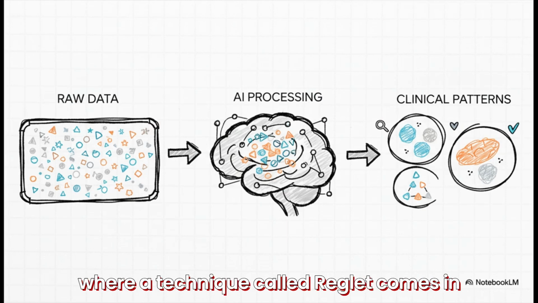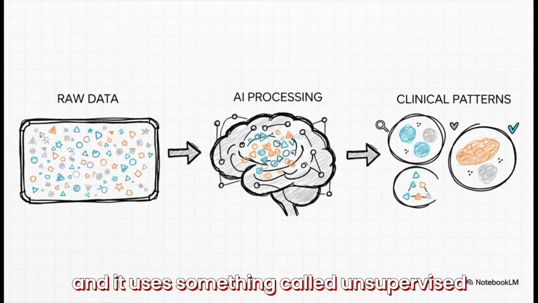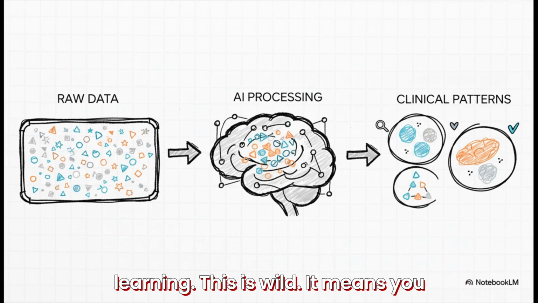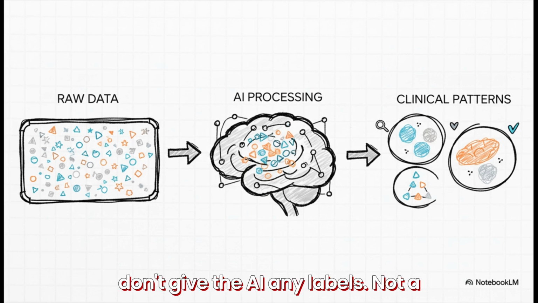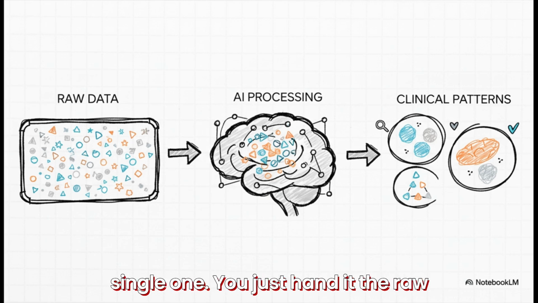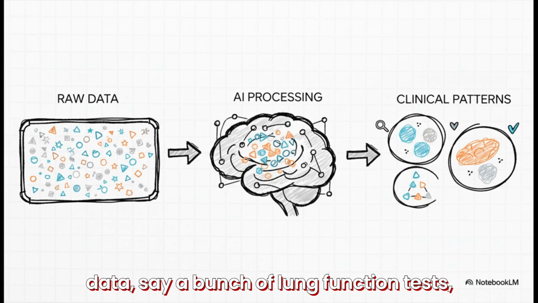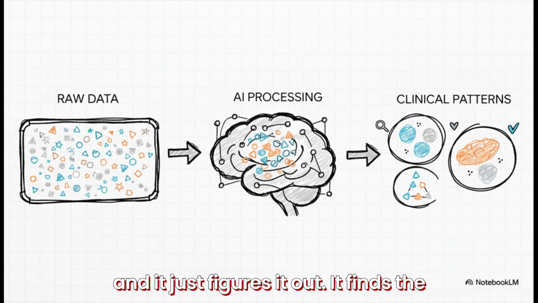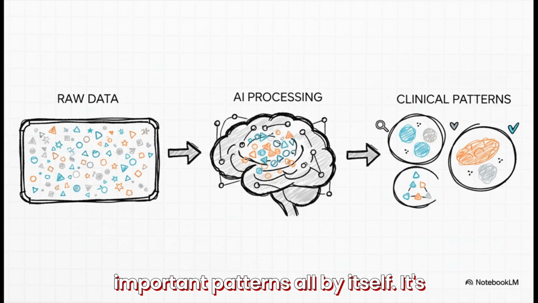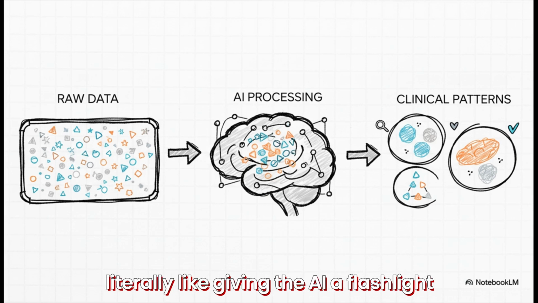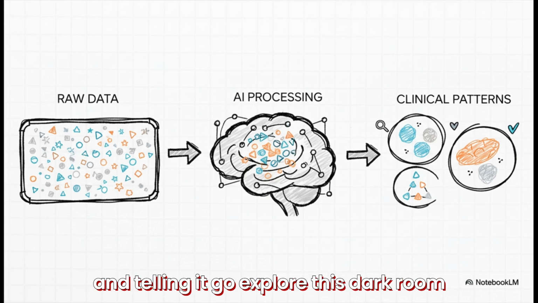This is where a technique called REGLE comes in, and it uses something called unsupervised learning. This is wild. It means you don't give the AI any labels, not a single one. You just hand it the raw data, say a bunch of lung function tests, and it just figures it out. It finds the important patterns all by itself. It's literally like giving the AI a flashlight and telling it, go explore this dark room and tell us what you find.